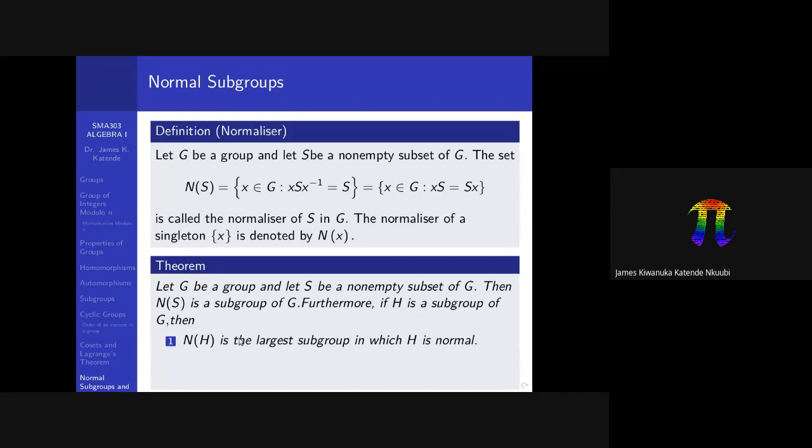Furthermore, if H is a subgroup of G, then the normalizer of H is the largest subgroup in which H is normal. So H itself may not be normal in G, but you can create a subgroup in which H is normal, and that subgroup is called the normalizer of H. It can turn out that the normalizer of H is also equal to the whole of G. That is possible. But if it is not, then it will just be the largest subgroup in which H is normal.